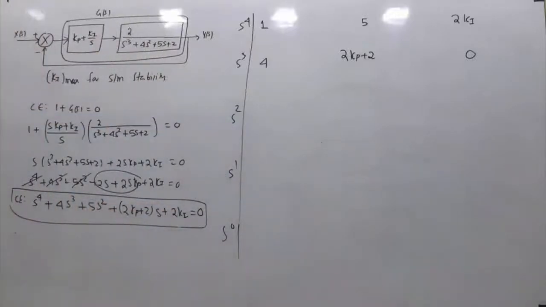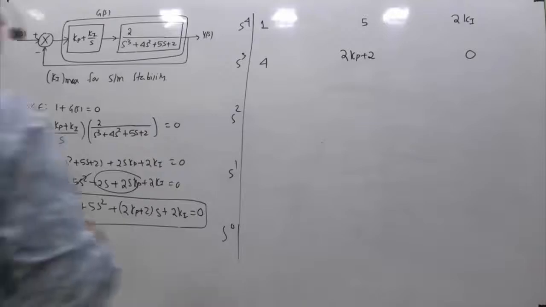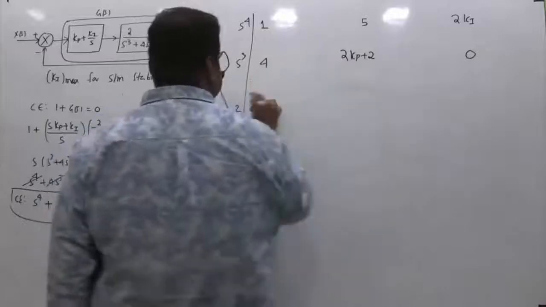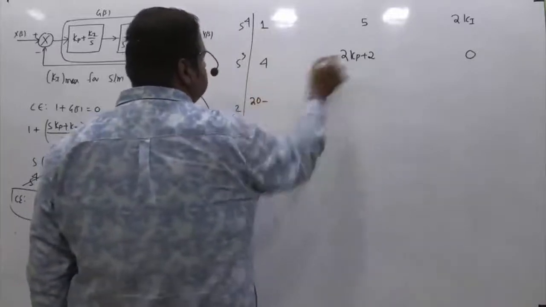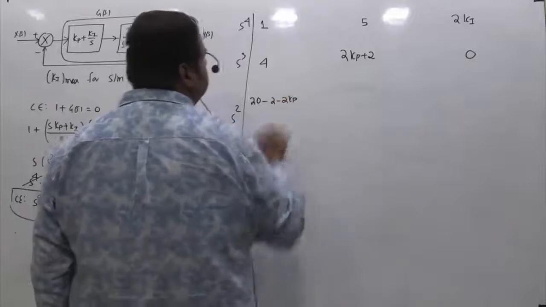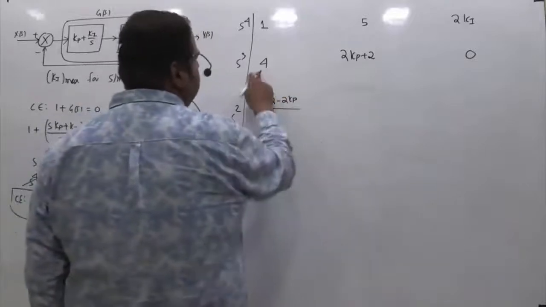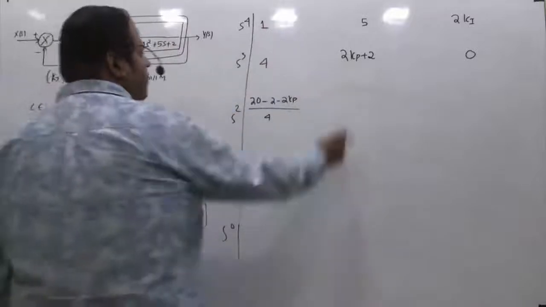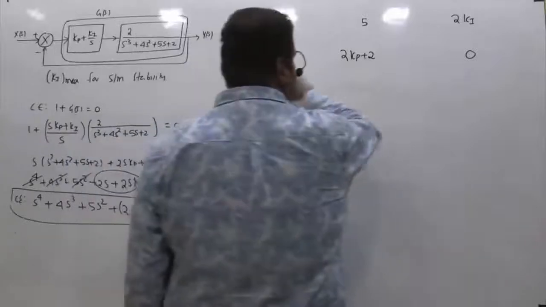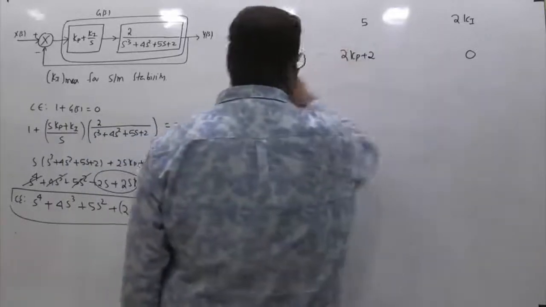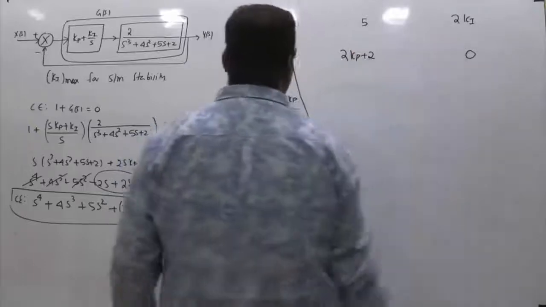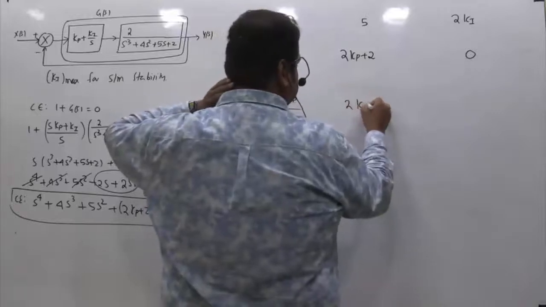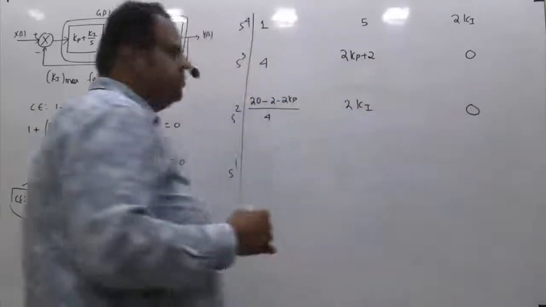Now if I ask you what you will get here, what would it be? This into this minus this into this divided by this. So this into this is 20 minus 2 minus 2 Kp, divided by 4, right? What will you get here? That is given by this into this minus this into this divided by this. So 4 into 2 Ki is 8 Ki minus 0, by 4. So that is how much? 2 Ki. So you will get 2 Ki, and this is as usual 0.